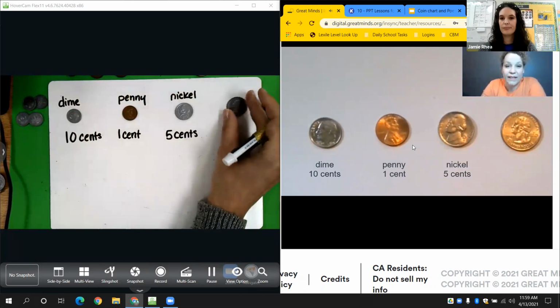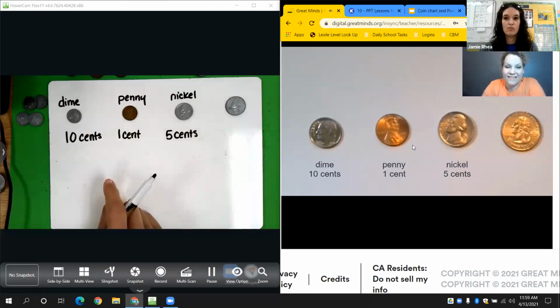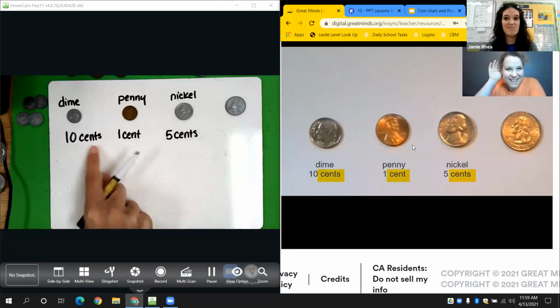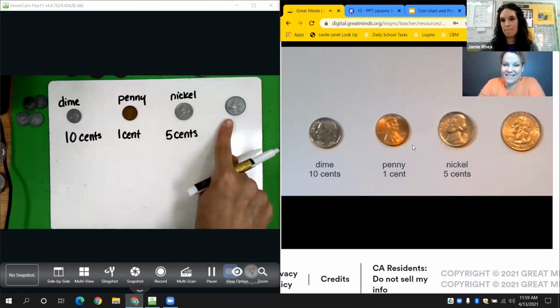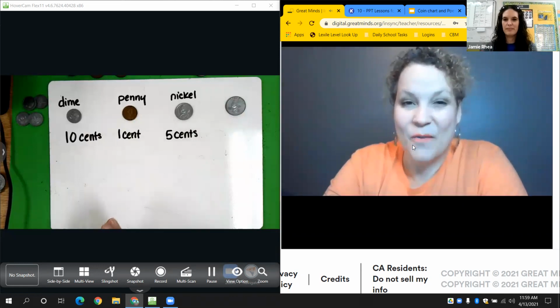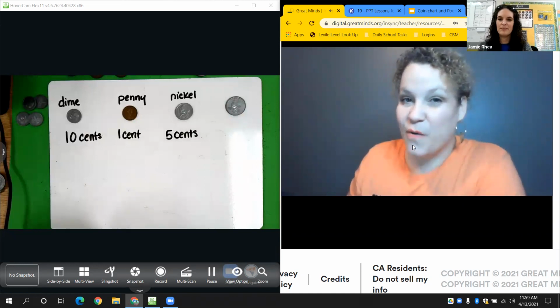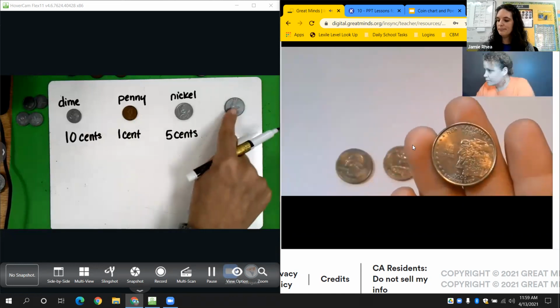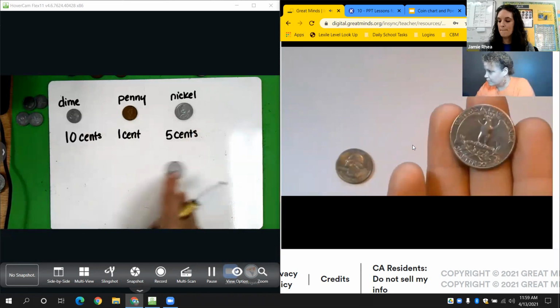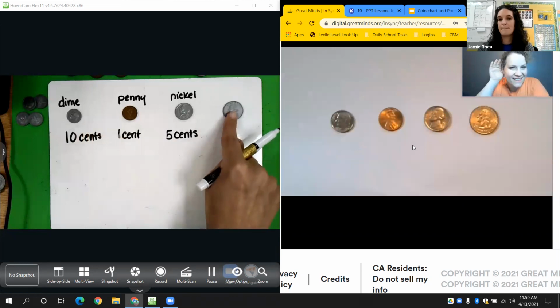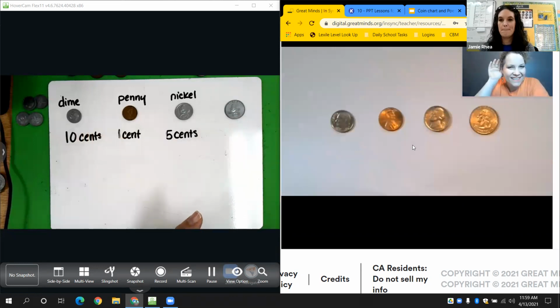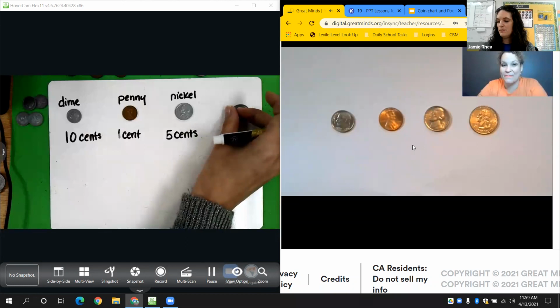What is the unit for each of these coins? Cents. Very good. We have a new coin today. What do you notice about this new coin? It's a lot bigger than the other coins. It has bumpy edges.